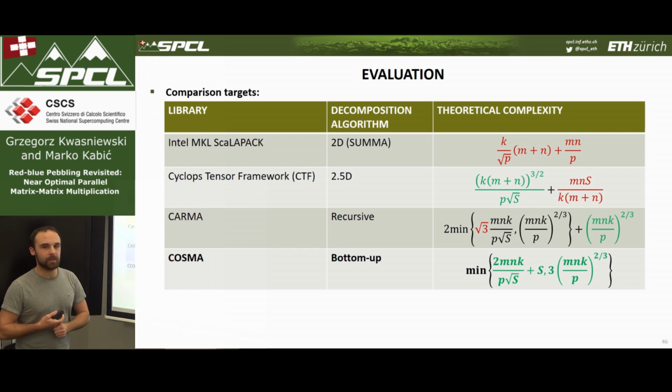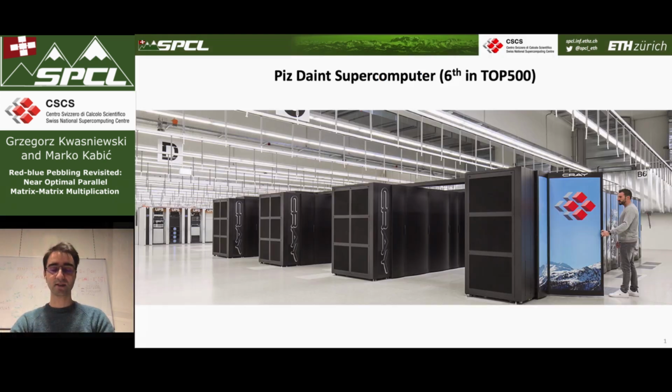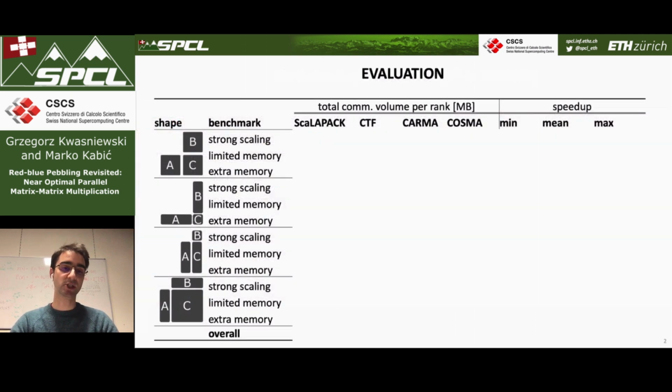And now let's see how COSMA works in practice. We performed the benchmarks on Piz Daint supercomputer, which is number 6 in top 500 list. We tested different matrix shapes and also different scaling experiments. So we have strong scaling and we have two versions of weak scaling, namely weak scaling when we have just enough memory and also weak scaling when we have a lot of extra memory. We measured the total communication volume per rank and also the speedup.